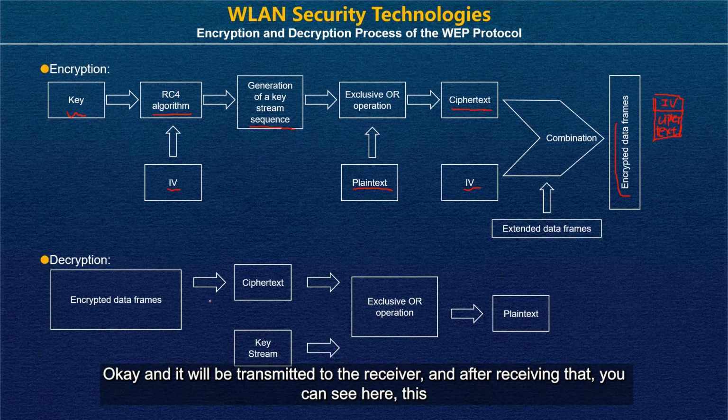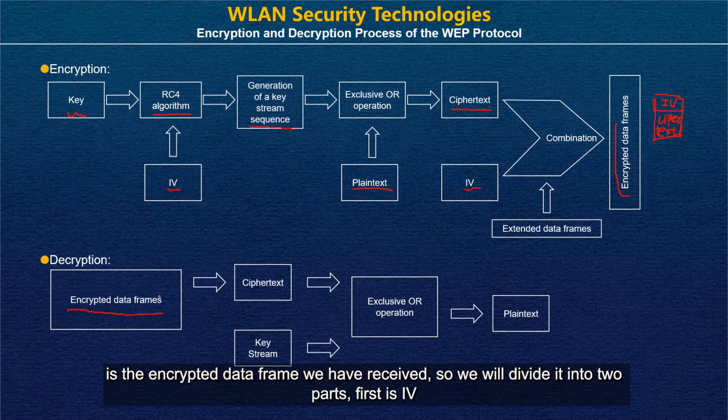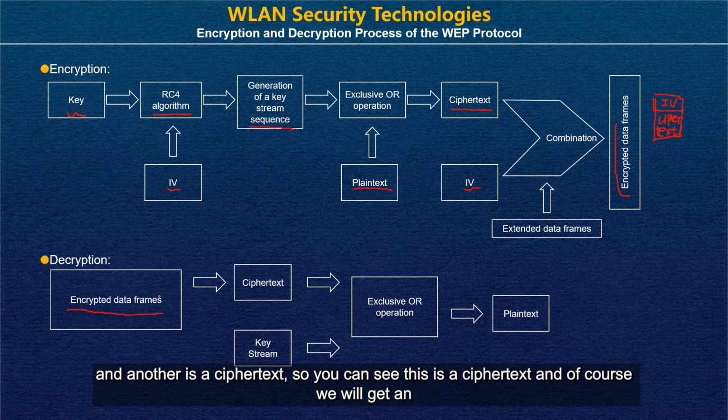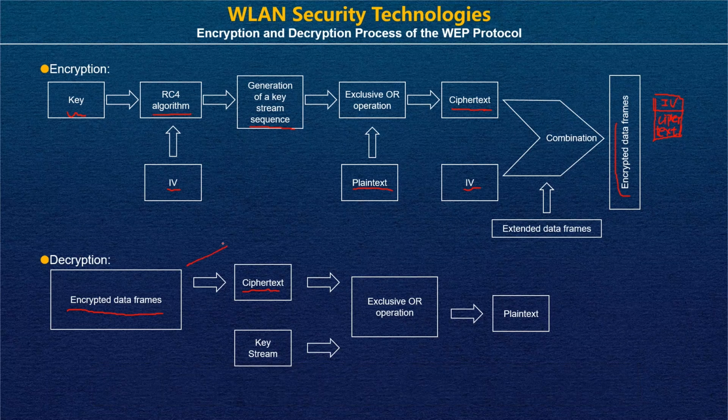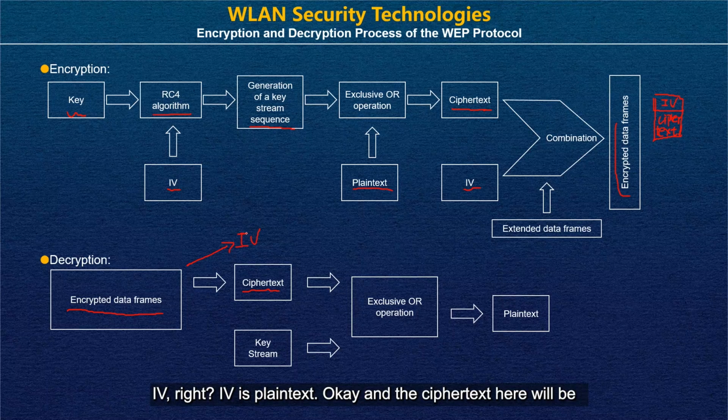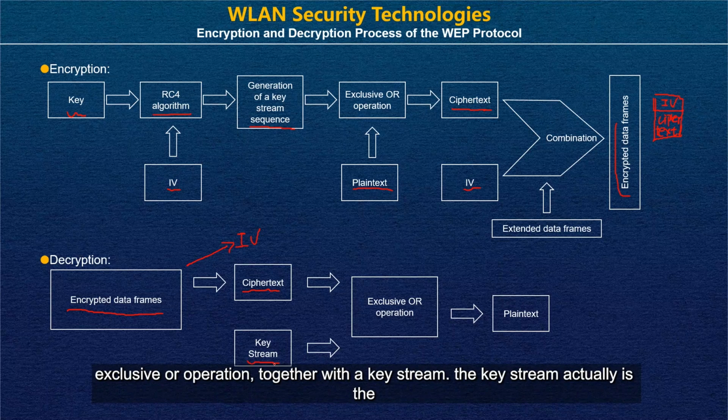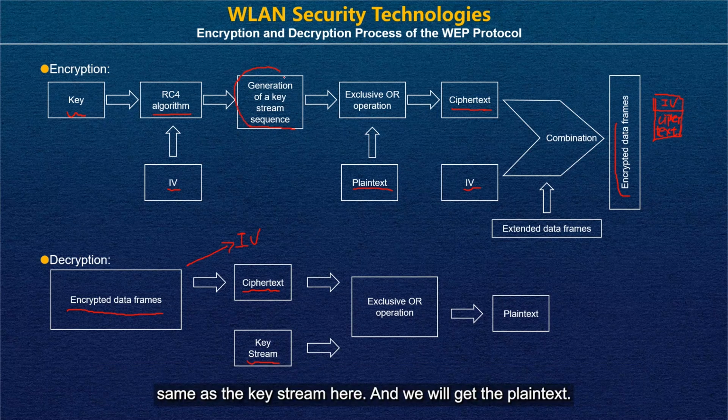After receiving that, you can see here, this is the encrypted data frame we have received. We will divide it into two parts. First is the IV, and the other is the ciphertext. Right? The IV is plaintext. The ciphertext here will go through an exclusive OR operation together with a key stream. The key stream is actually the same as the key stream here, and we will get the plaintext. This is the decryption process of the WEP protocol.